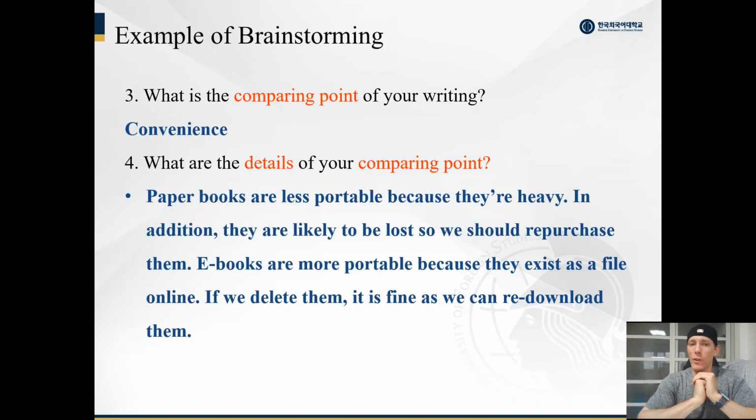So, for example, I'm just talking about convenience. And give an example of convenience. Paper books are less portable because they're heavy. In addition, they are likely to be lost. So we should repurchase them. So you lose your books, you give it to a friend, you forget about it, like where is it? Another thing, ebooks are more portable because they're just a file online or just on a USB, so it's so easy. If we delete them, it's fine. We can re-download them. So it's so much more convenient to download a book. If I need to go to the bookstore, I have to walk, and so on. Download, it's a second. There's so many things that make it more convenient.